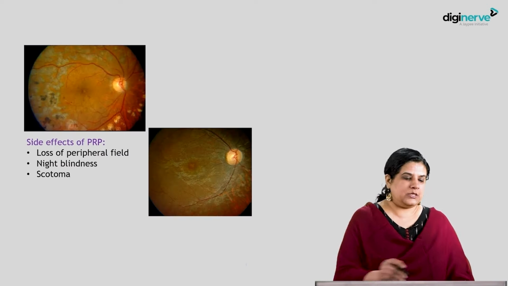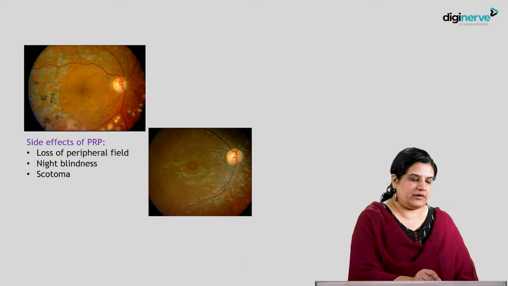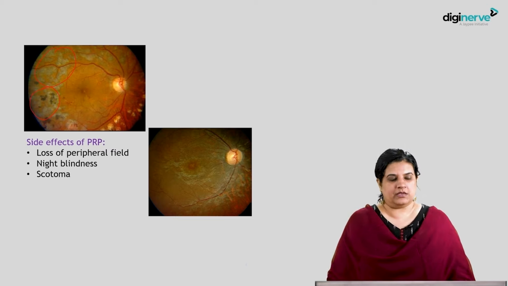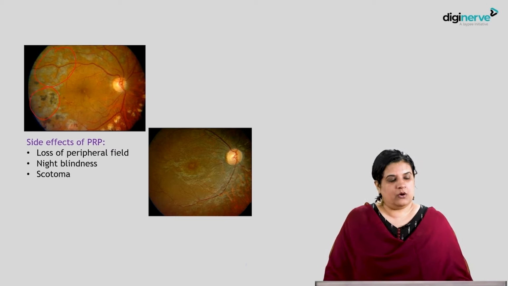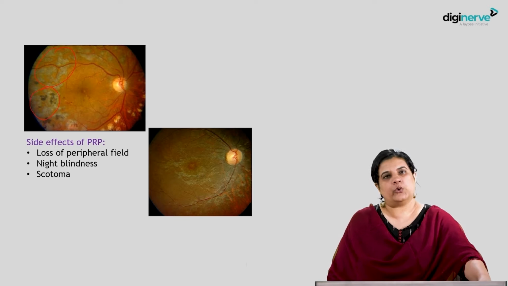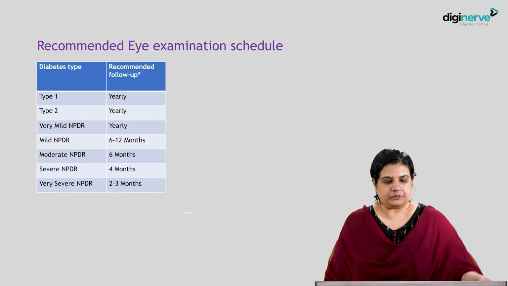Now, these gray spots are laser spots, and once they progress and fuse with each other, they can also have clumping of the RPE. So there can be, over a period of time, loss of peripheral visual field, and because of that there can be night blindness and the patient can perceive visible scotomas in their visual field. So laser burns should always be put one laser burn width apart.